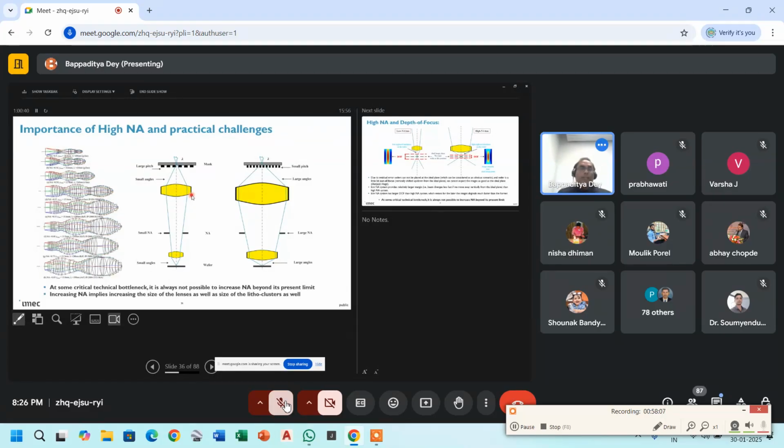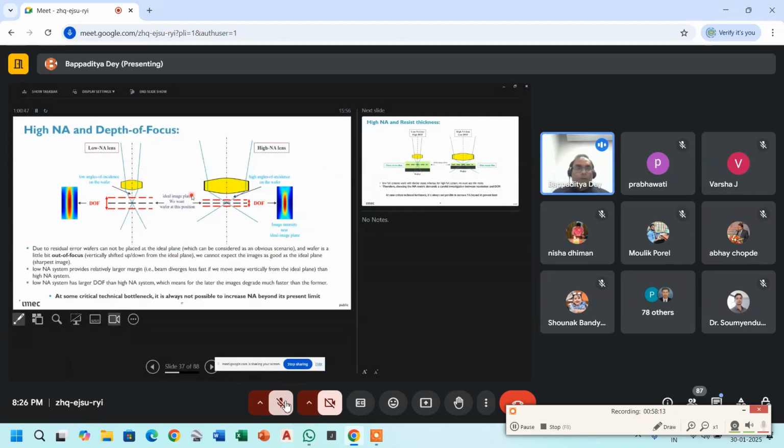Okay, but again, it has come with its own challenge. What is the challenge? The challenge is, first of all, the depth of focus. Depth of focus means, as I have shown you on the platform, this is the ideal place where you can place your wafer, right? And in the low NA lens, basically this is your calibration. So as I said, you cannot always reach your target density. You have a tolerance limit of plus minus 10%.